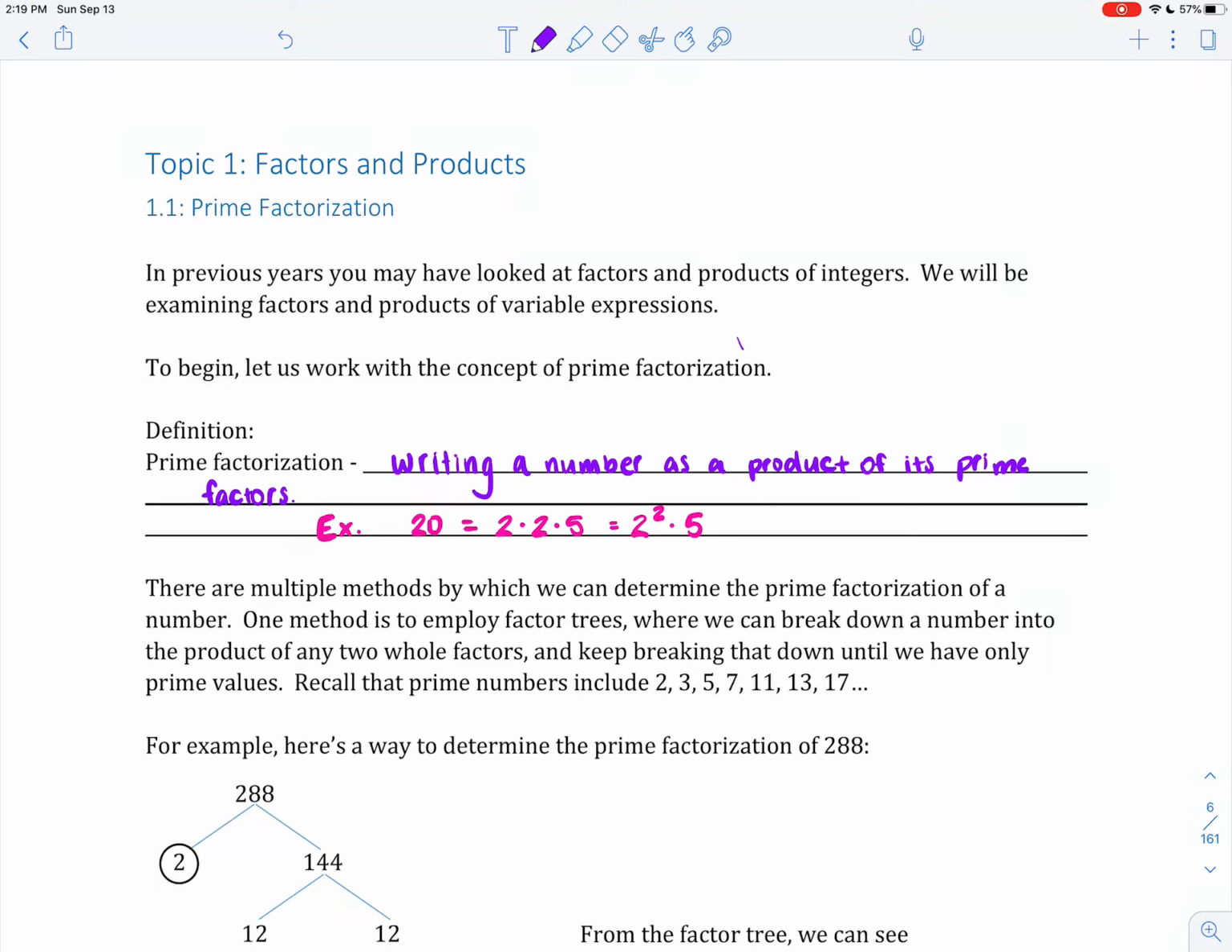So let's talk about what prime factorization actually is. Prime factorization is writing a number as a product of its prime factors. So for example, the number 20 is a product of the prime factors 2 times 5, which we could write as 2 squared times 5, just for a little bit of space-saving format.